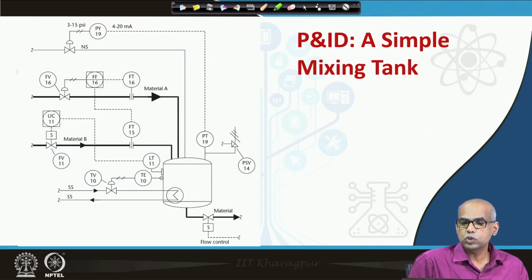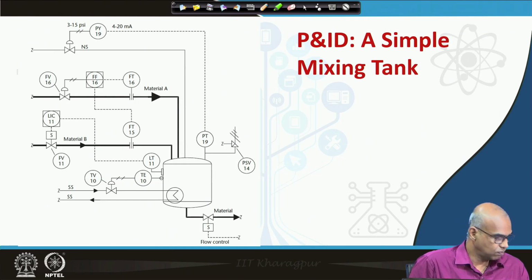This is another piping and instrumentation diagram for a simple mixing tank. So, try to identify the instruments, whether they are pneumatic type or electric type, identify all the lines and the instrument types.